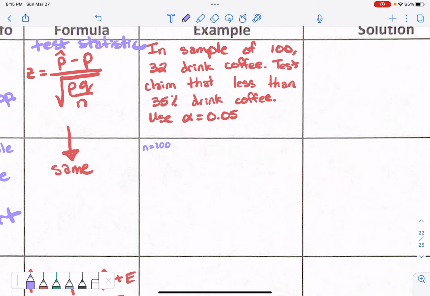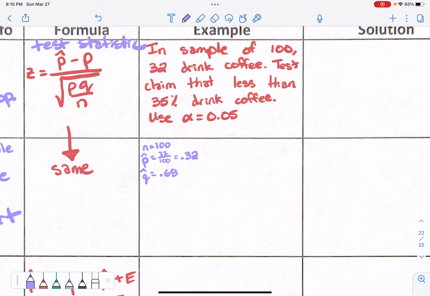Well, that doesn't give me anything, but I do know from that information that P hat is 32 over 100, which is, I made that really nice for you, 0.32, 32% or 0.32, okay? Then I can calculate what Q hat is. I'll eventually need that at some point. That is going to be 0.68. And then let's continue reading.